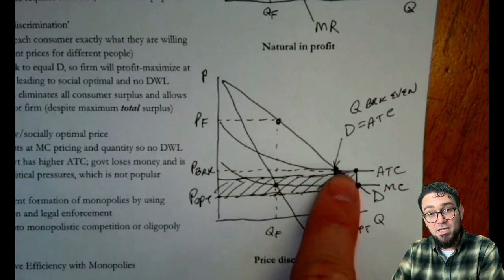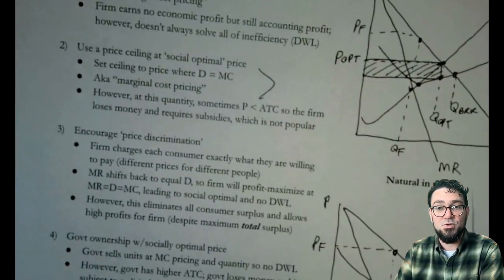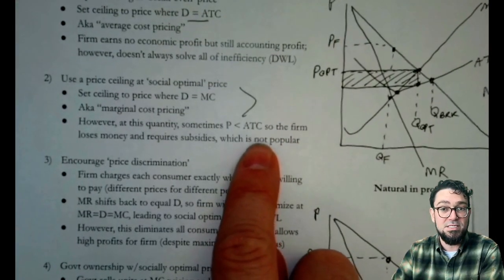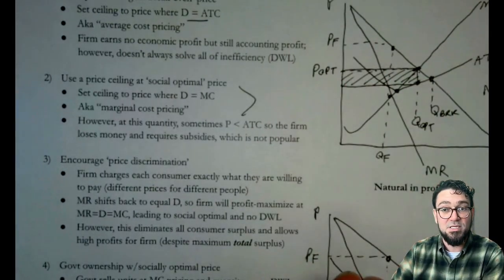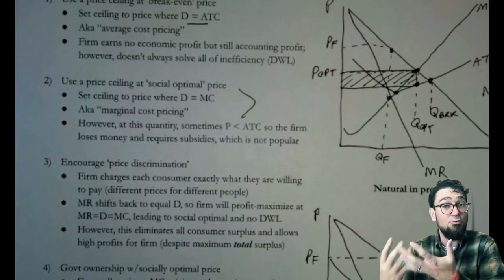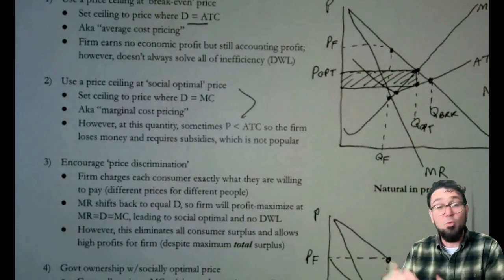But the nice thing about break-even pricing is, again, you're not subsidizing the firm. You're not providing them with extra money every single time, which we said here is not very popular. So those are two options of solving the deadweight loss problem, of solving the problem that monopolies overcharge and don't produce enough units, because you force them to produce more units.